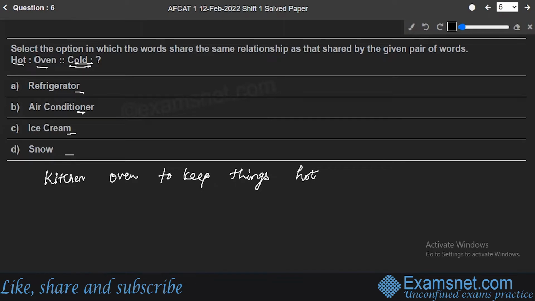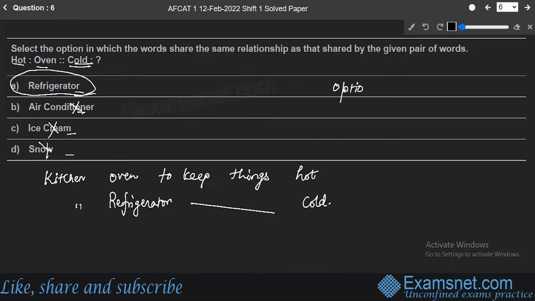for keeping the things cold. It's not an air conditioner, it's not used over there. Ice cream, snow. It's a refrigerator which keeps all the things cold, right? In the kitchen, the refrigerator is used to keep the things cold, right? So that is the answer, option A. Hope this is clear. Let's move to the next one.